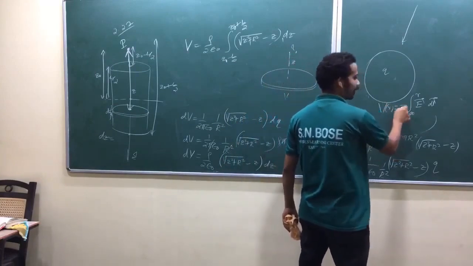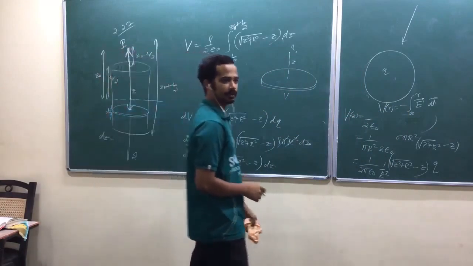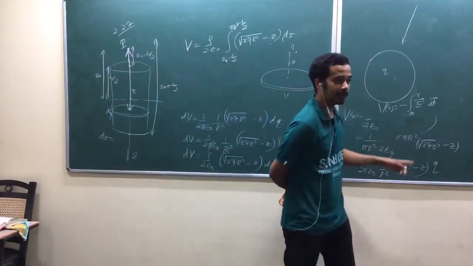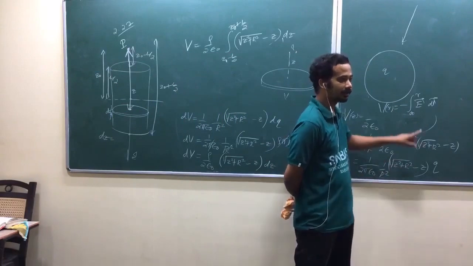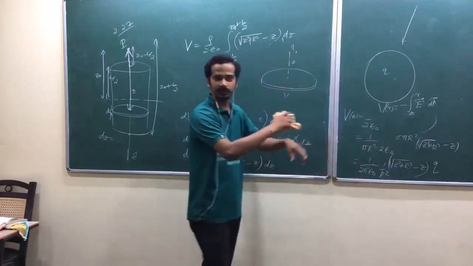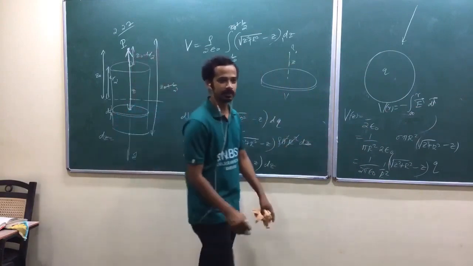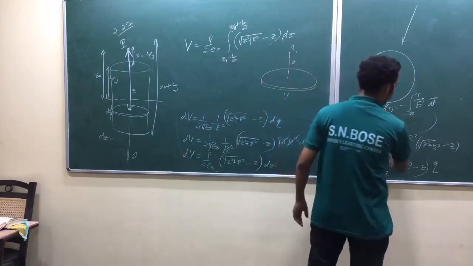V at r, we did it like that and found the answer. What I have done, I haven't talked about that at all. I have written the electric field in polar coordinates and dl vector in polar coordinates, and I just took the dot product. I haven't thought it out. That's what we did yesterday.